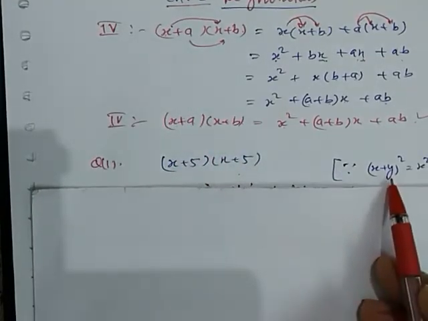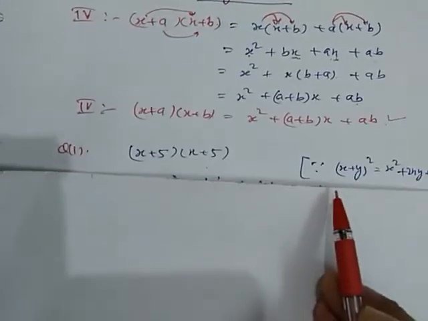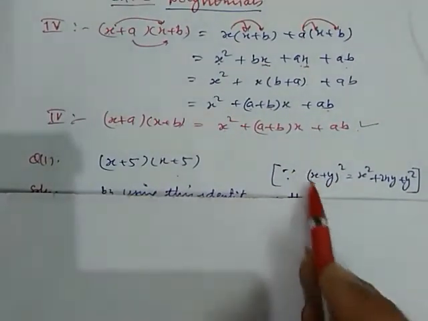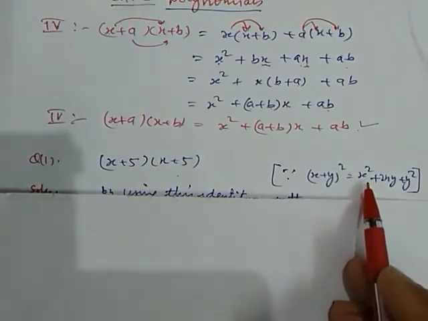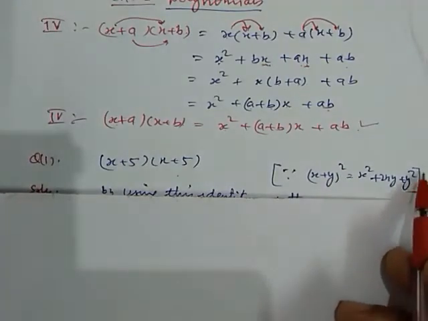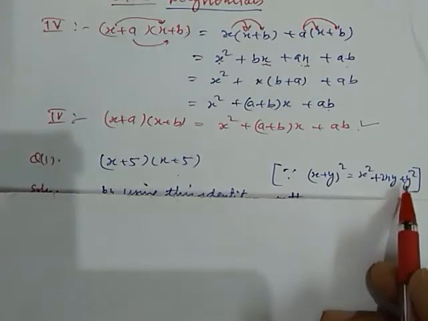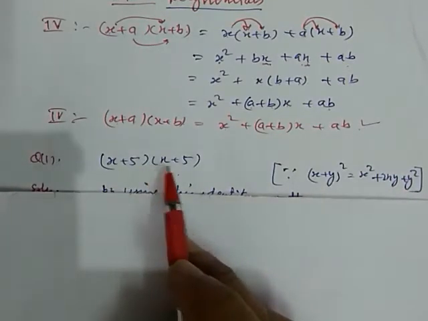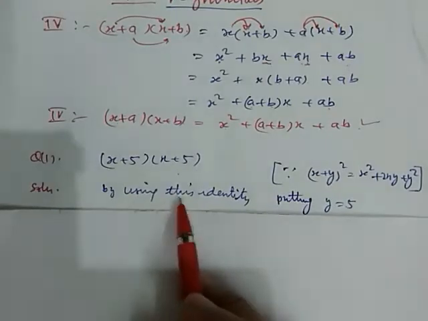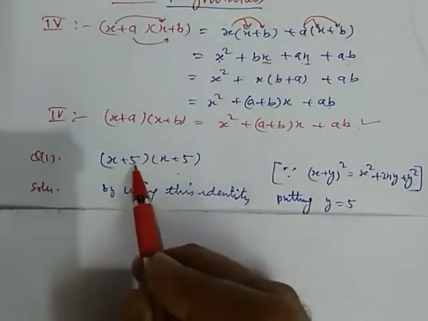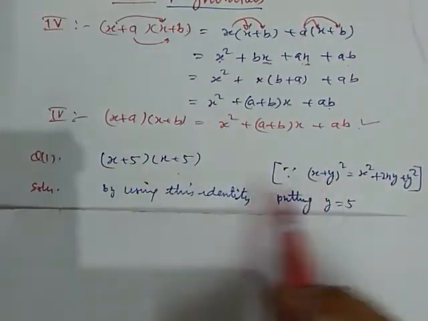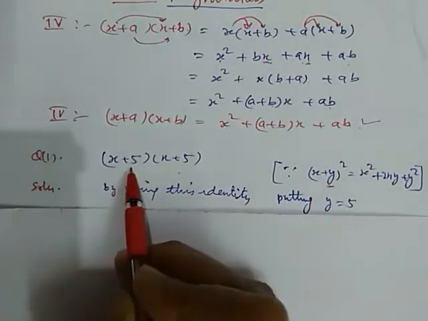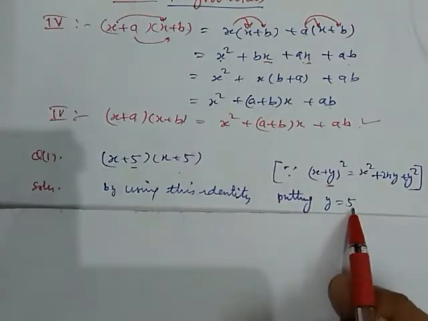We have our first identity. What is our identity? (x plus y) whole square equals x square plus 2xy plus y square. This is our first identity. So with the help of this identity, we can find the solution. By using this identity, here in x plus 5, compare, this y is 5. So putting y equal to 5.